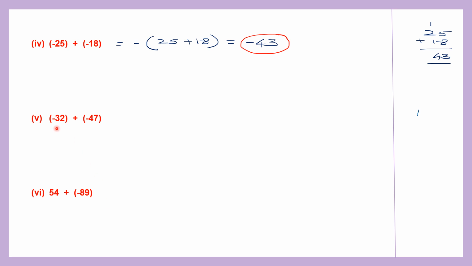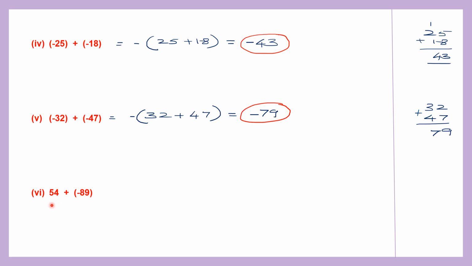Question 5. Again we have two negative integers. So when signs are the same, we add. We put the same sign. Whatever sign it is, if the signs are the same, we put the same sign. That means we put the negative sign and we add these two numbers, 32 plus 47. So the sign will be negative. Now let's add the numbers 32 and 47. 2 plus 7 is 9, 3 plus 4 is 7. So here we have 79. So what's our answer? Negative 79.